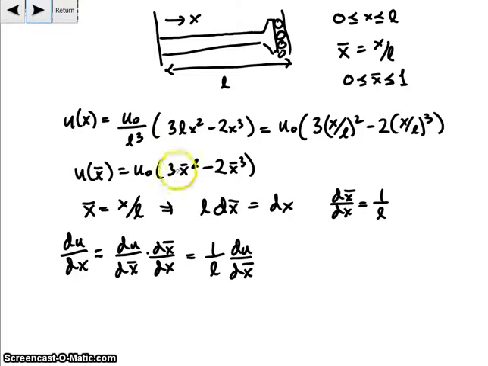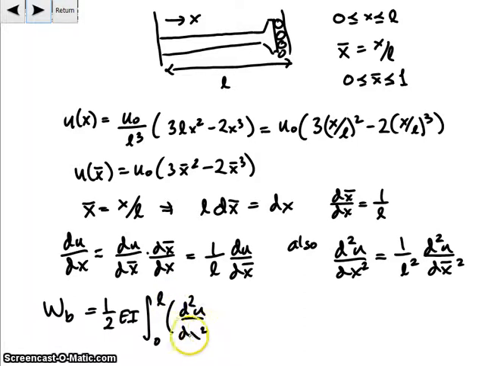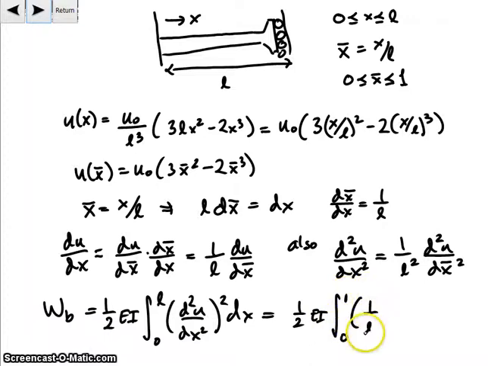So if we're going to use the normalized coordinates, where in the original unnormalized version we had du dx, we have 1 over L times du dx bar. Similarly, d squared u dx squared, which was in the bending integral, is going to be 1 over L squared d squared u dx bar squared. Here's the bending strain energy integral, 1/2 EI times the integral from 0 to L of d squared u dx squared, squared, dx. That is equal to 1/2 EI times the integral from 0 to 1 of 1 over L squared d squared u dx bar squared, and I have L dx bar here instead of dx.